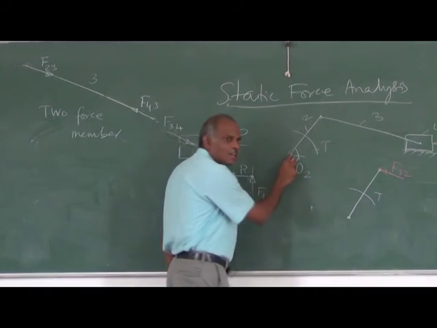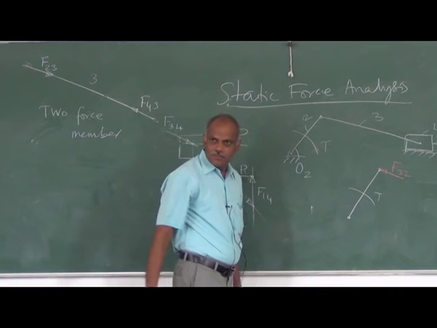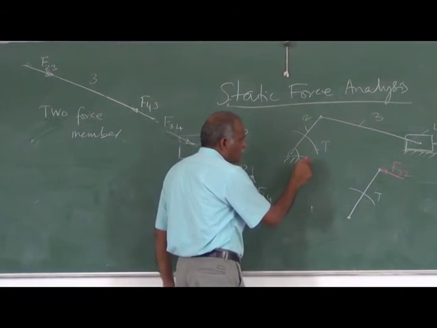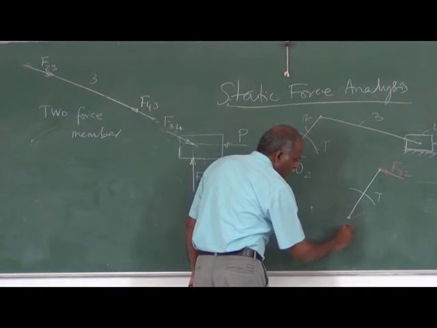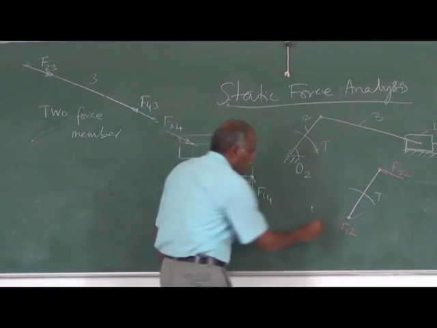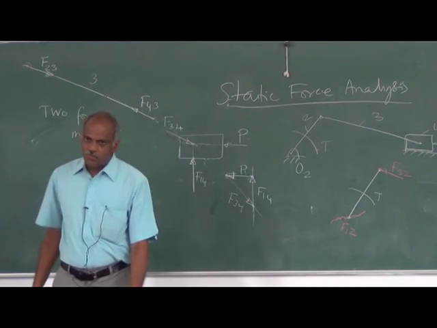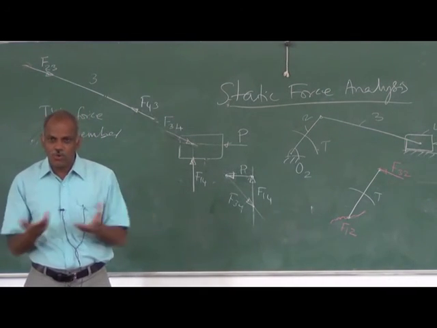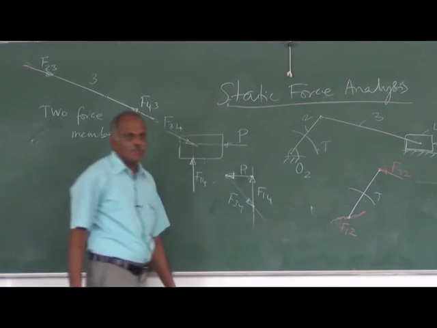Here what you have is a hinge, that is a revolute joint. The revolute joint can apply force. Only force can be transmitted by 1 on this, but this F12, both magnitude and the direction are not known. Wherever a revolute joint is there, it can transmit force in any direction. You do not know the direction, both of these.